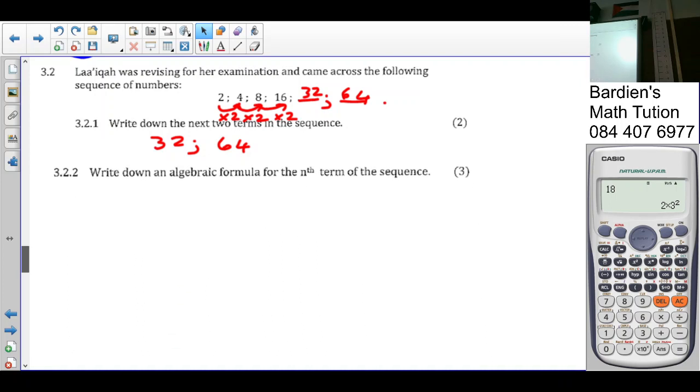Write down an algebraic formula for the nth term of the sequence. For a geometric pattern, have you done geometric patterns? Yes, in grade 9. Do we do this here as well? Yes. So what is the formula for a geometric pattern?